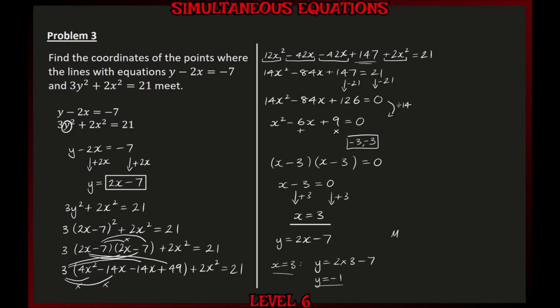So we now know that these two lines meet at the point with x coordinate 3 and y coordinate minus 1. So they meet at the point (3, -1).